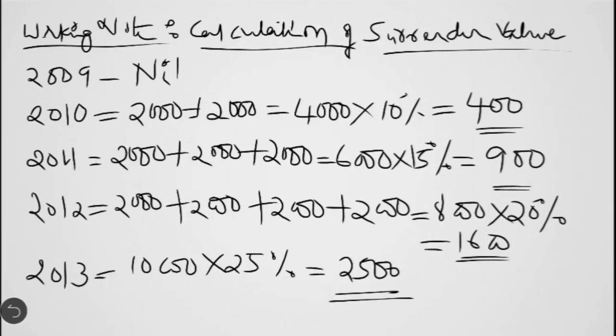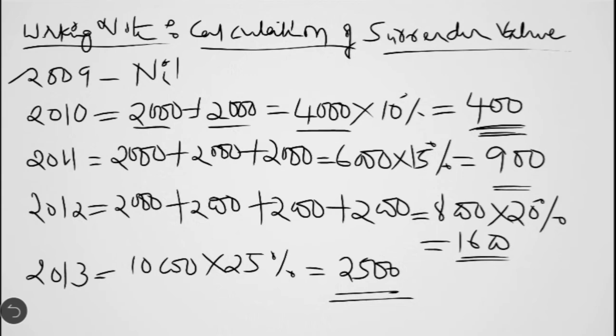So in the working note, calculation of surrender value for the year 2009, that is the first year. So it is stated that in the first year the surrender value is nil. So it is nil. 2010. So it will be 10% of the total premium paid. In the year 2009 they have paid 2,000. In the year 2010 they have paid 2,000. So together the total premium paid will be 4,000. On that 10%, the surrender value will be 400. In the year 2011 we have to count what is the total premium paid.